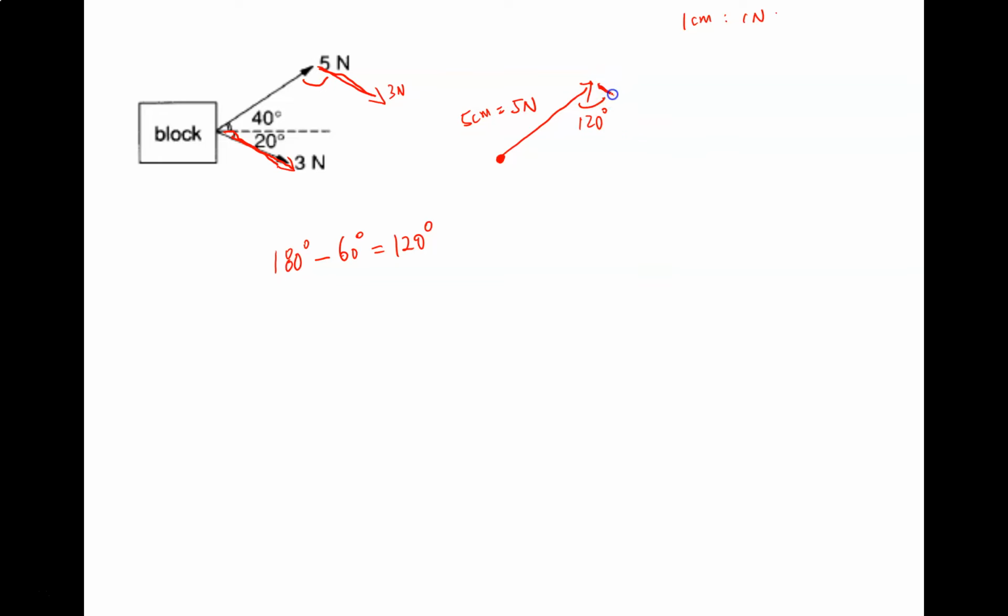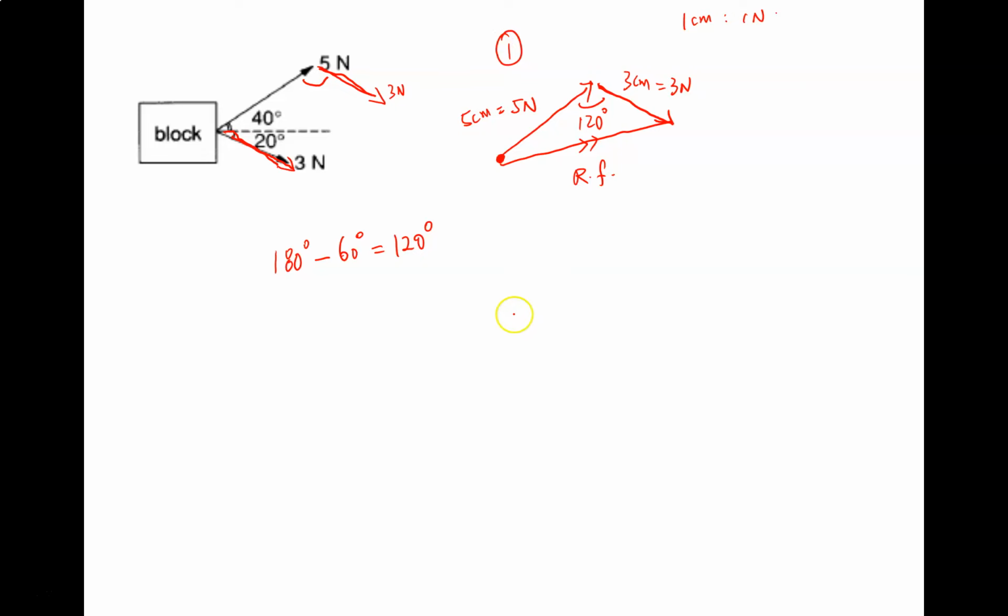Then you draw out 3 cm equals 3 Newton, so you get this. Then after that, you can draw out your resultant force. So this is method number 1. You can do it like that.